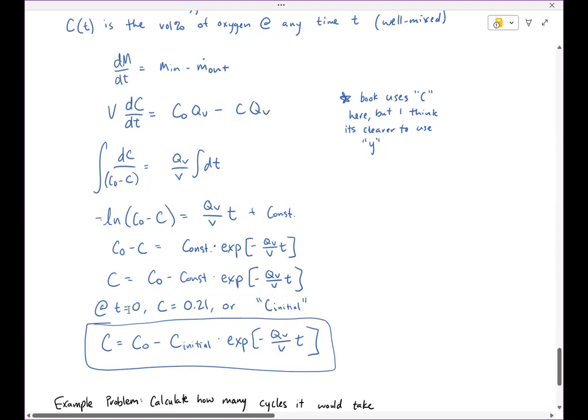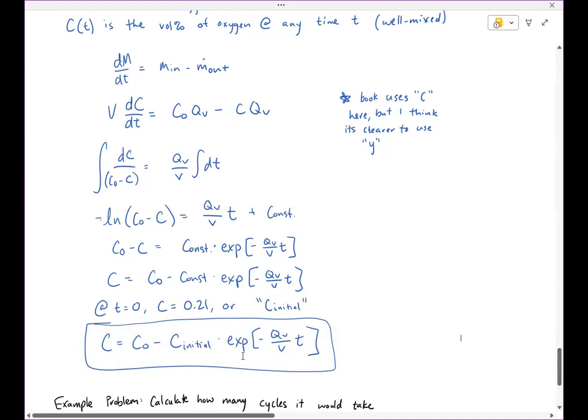At time equal to 0, the initial concentration of oxygen inside the vessel is 21%, or whatever the C initial was. And that's just for regular air. So I kept that general here, but you can plug in 21% and you could obtain an expression as well.